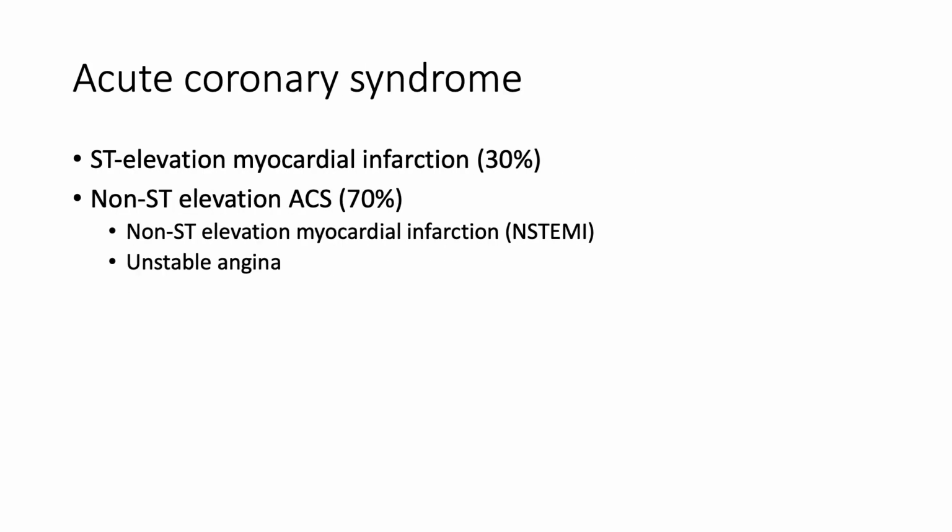So of our acute causes of chest pain, let's talk about acute coronary syndrome first. This is divided up into ST elevation myocardial infarction and your non-ST elevation acute coronary syndromes. Your STEMIs are going to account for about 30% of ACS, and your non-ST elevation ACS is about 70%. That's mostly going to be non-ST elevation MI or NSTEMI, but some unstable angina as well.